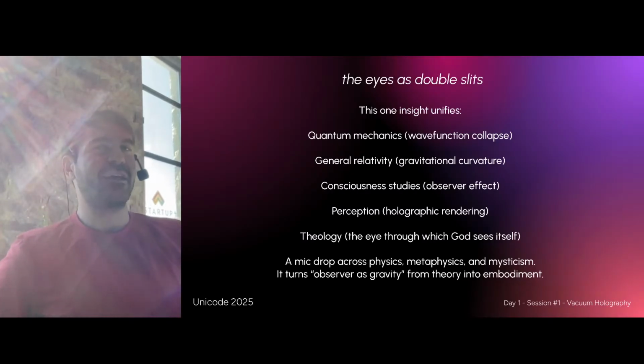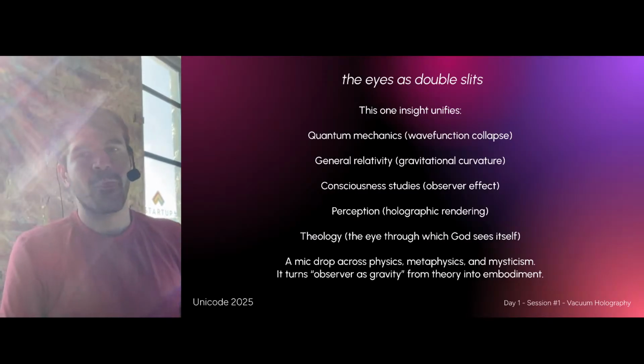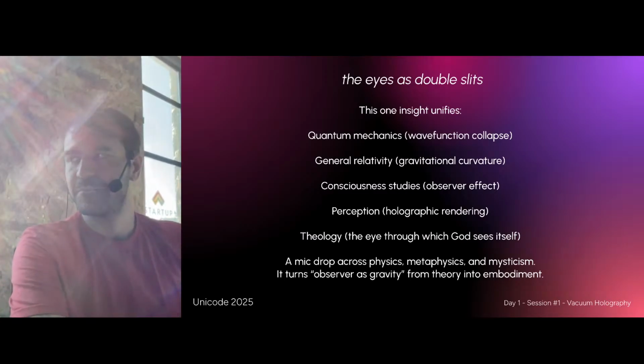The eyes as double slits. So this one insight unifies quantum mechanics, wave function collapse, general relativity, gravitational curvature, consciousness studies, the observer effect, perception, holographic rendering, and theology, the eye through which God sees itself. So it's a mic drop across physics, metaphysics, and mysticism. It turns observer as gravity from theory into embodiment.